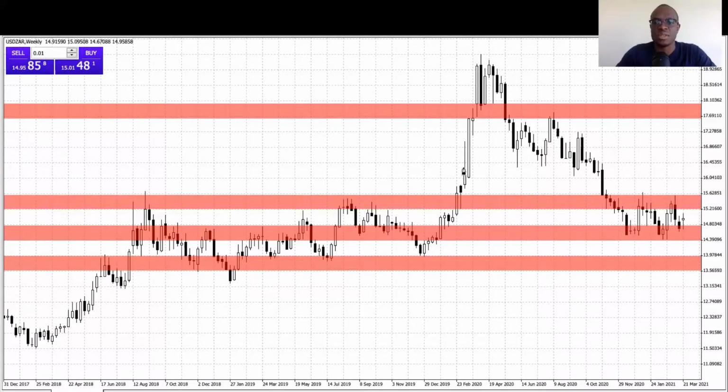So without wasting much of your time, let's get straight into our analysis. This week we are not going to put in the structures that are supporting the bearish. Why? Because I'm now expecting a reversal, right? There is now more evidence for a reversal.